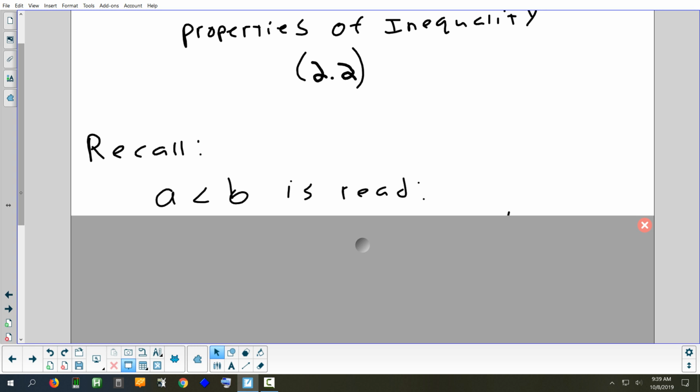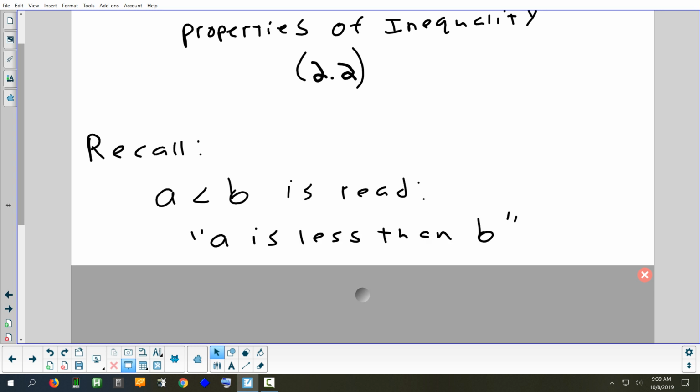How would you read that one, James? A is less than B. Yeah, A is less than B. Now, instead of less, you could also say fewer. A is fewer than B. Less than is what we use most often now.